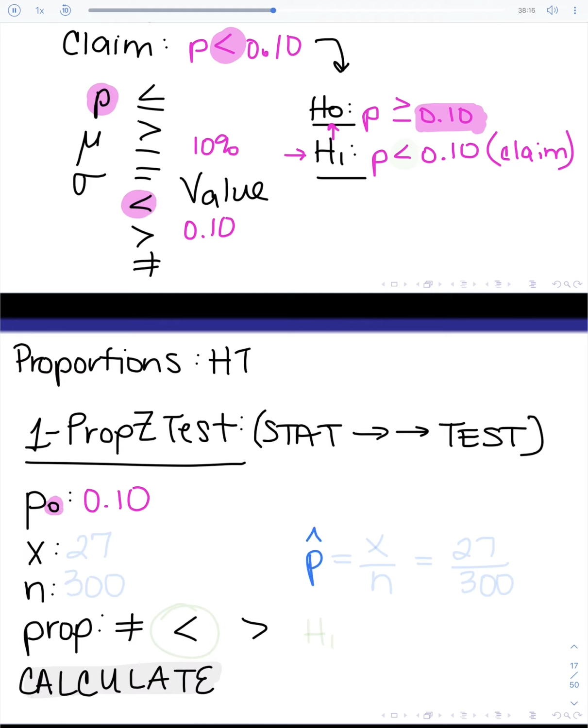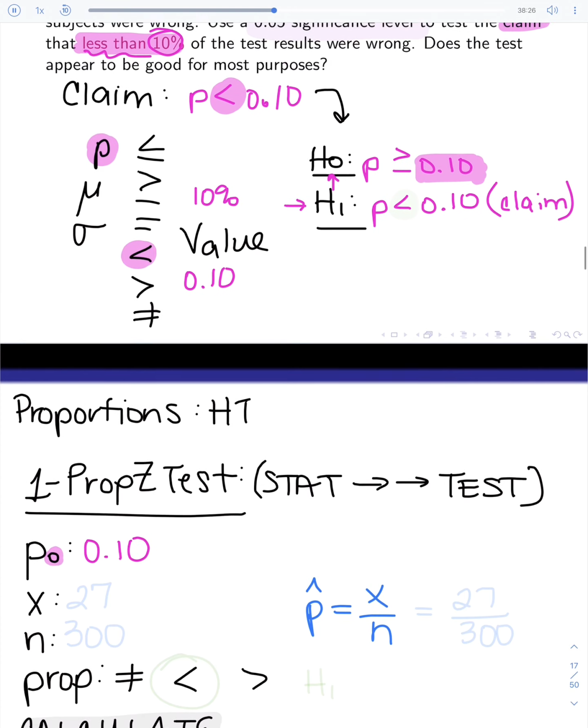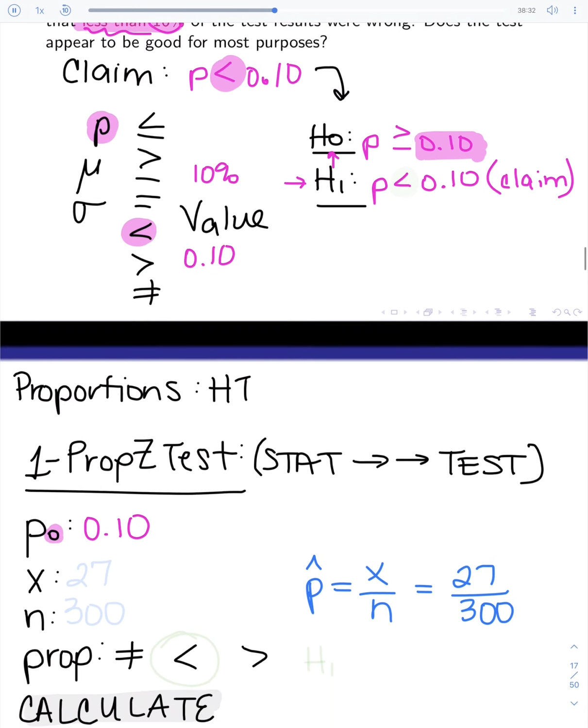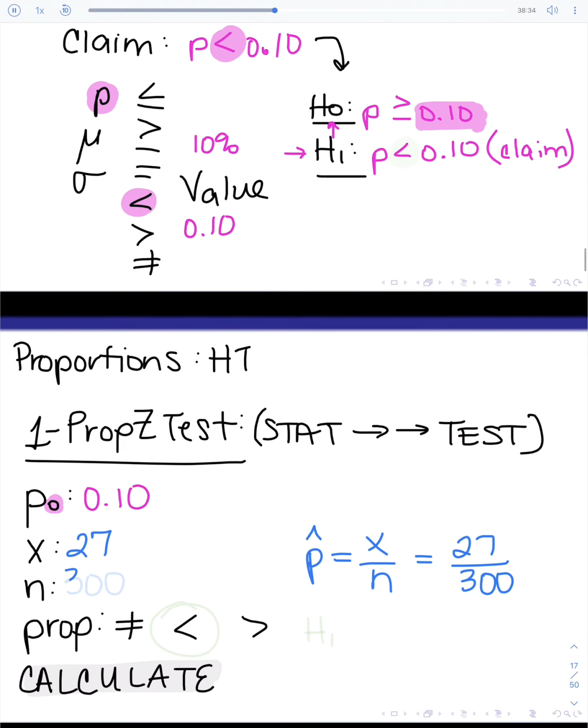Next, they want our X and our N, which is coming from our p hat. Remember, p hat is x over n, which should be from our sample. Well, our sample said that 27 out of the 300 were wrong. So that means our x is the 27 and our n was the 300. So our x is 27 and our n is 300.